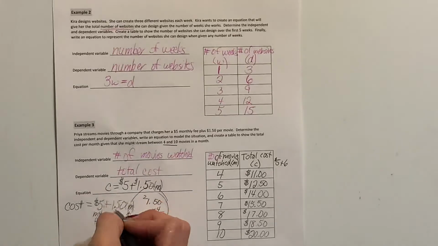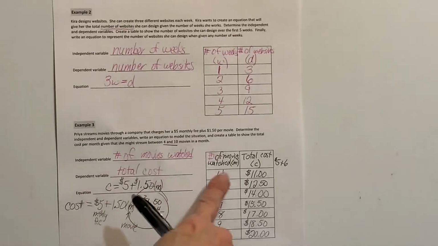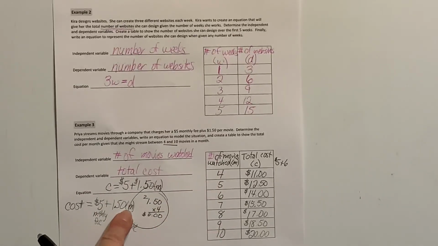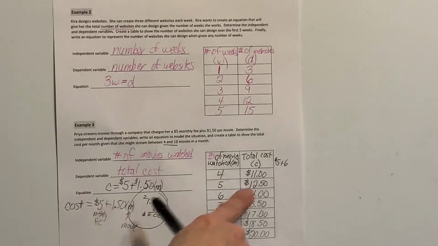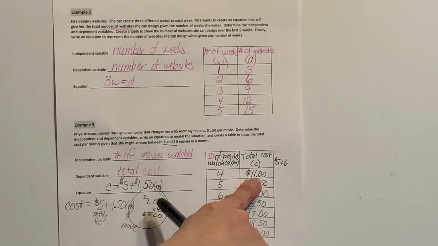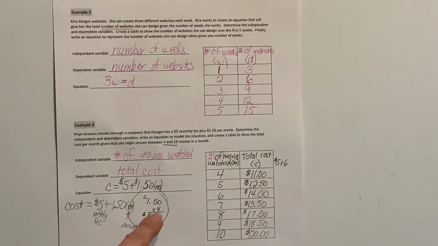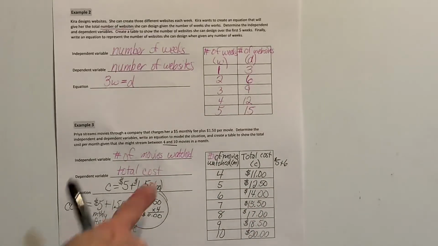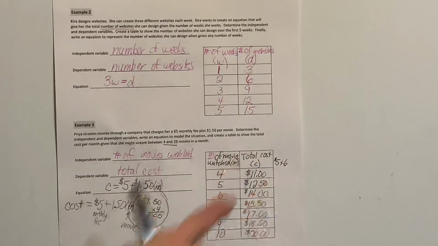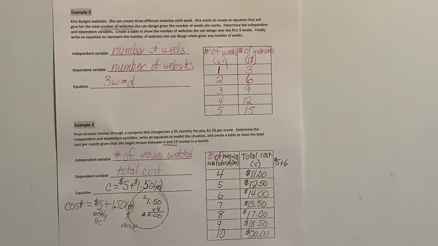So let me take this, and if I put my 4 in here, I have my $1.50 times 4, which gives me my $6, plus the $5, which gives me the $11. So if I put 5 in there for 5 movies, and I multiply times $1.50 and add the $5, I get the $12.50. So this equation matches the information from my chart.